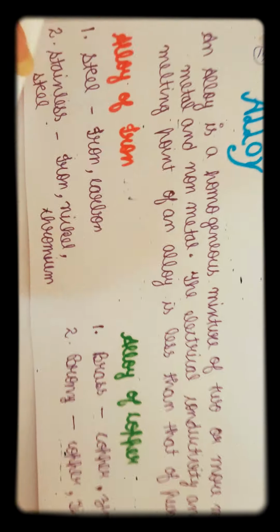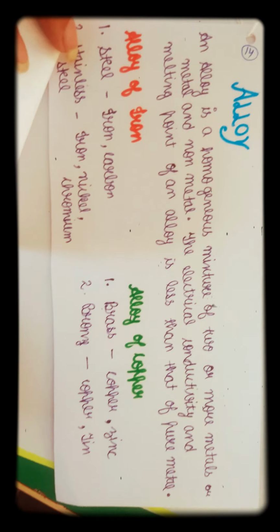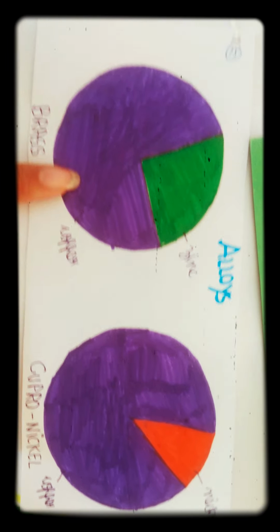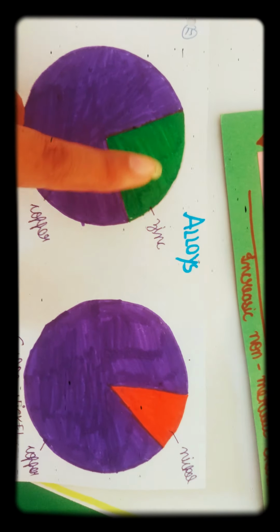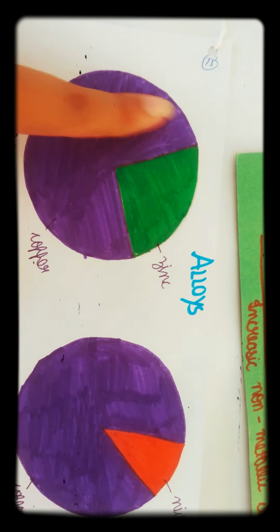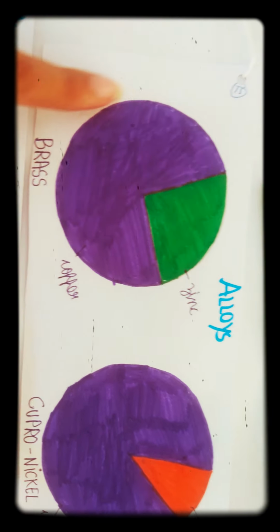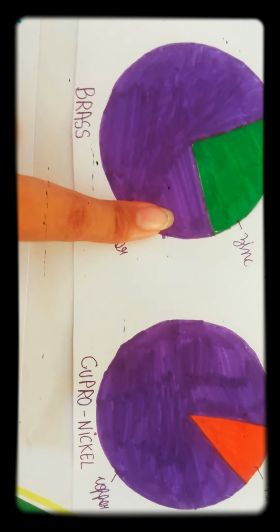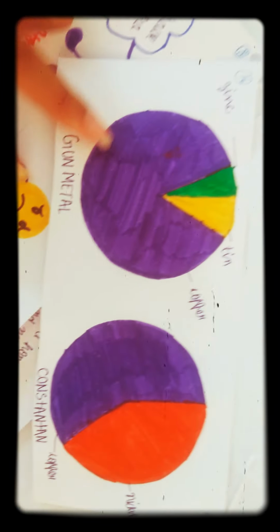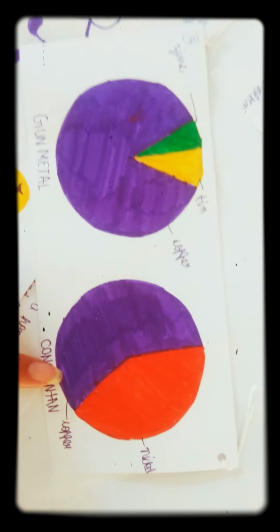Next is alloy formation. So it's alloy formation. You can see the definition of alloy, and next is the alloys brass and cupronickel. With the help of these pie charts, we can show them how much zinc is present in this and how much copper is present in this. And same at the back, we can see it for gunmetal as well as constantan.